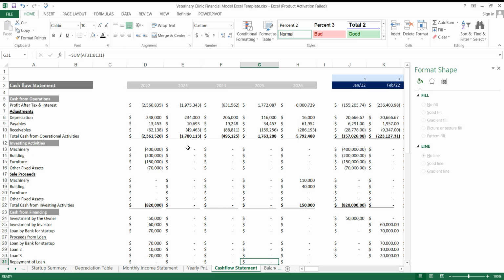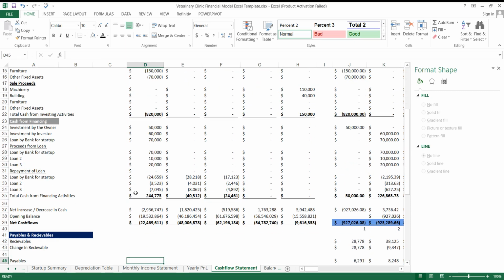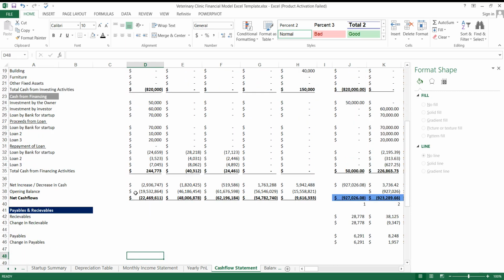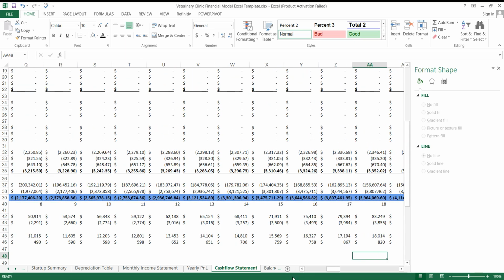The cash flow statement is a very important part of this financial model, as cash generation is very important for each business to run its operations smoothly and to show the investors that the business is generating profits. The cash flow statement is further divided into three parts: the cash from operating activities, investing activities, and the financing activities. And it also gives a detailed overview of the receivables and payables for the business.